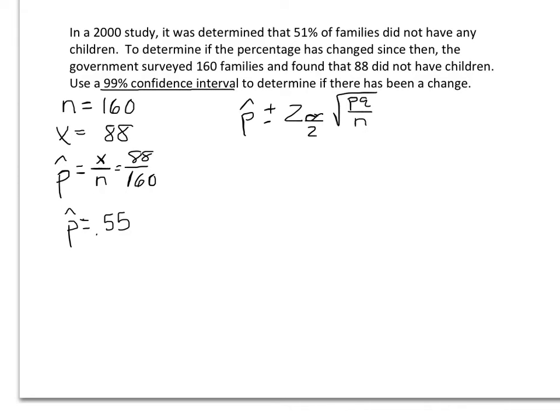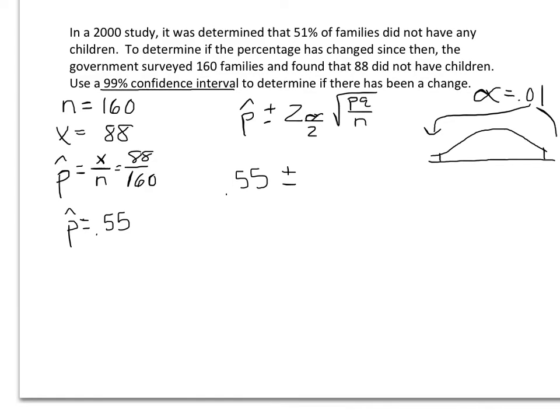falls into that formula. Well, my p-hat value is 0.55 plus or minus. It's a 99% confidence interval, which means my significance level has to be the other 1%, so 1% significance. It's two-sided because we're looking at a confidence interval here. So we're cutting off half on this side and half on this side. So 0.005 on the left, 0.005 on the right.